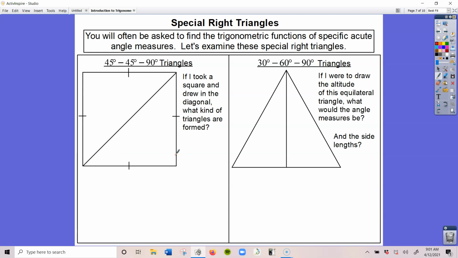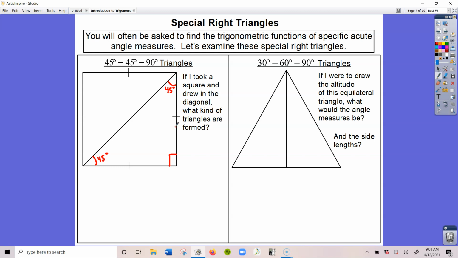We know that all angles of a square are 90 degrees. And when you draw the diagonal, that acts as an angle bisector. So a bisector means that it cuts the angle in half. And half of 90 would be 45. So this angle is 45, and this angle is 45.